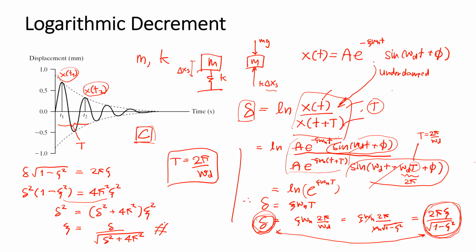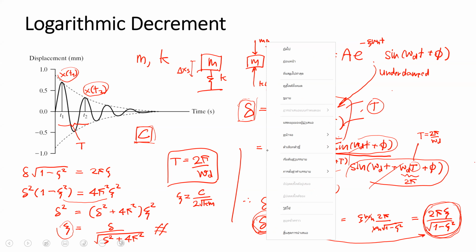Okay, now from the experiment, you can obtain the logarithmic decrement, and if you want to obtain the damping ratio, you can do it through this relationship. So you can get the damping ratio of the system by the experiment. And you know the relationship between the damping ratio and the value of the damping coefficient, so you can obtain C eventually.